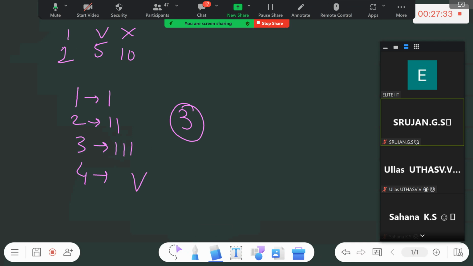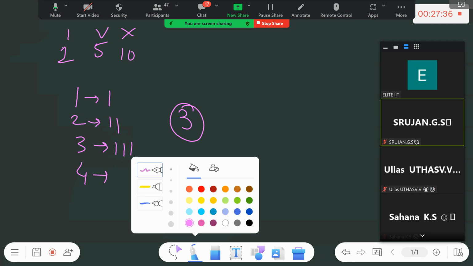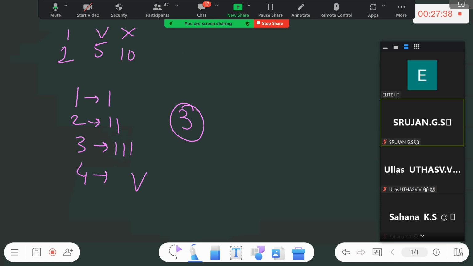And how can we do that? If we write V means 5. But 4 is 1 less than V, isn't it? So if it is less than V, we'll write something on the left hand side. So how much is 4 less than V? 1. And 1 means I. That is why we are writing I on the left side of V, isn't it? 4 means IV. Okay?